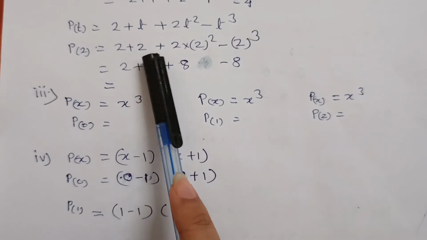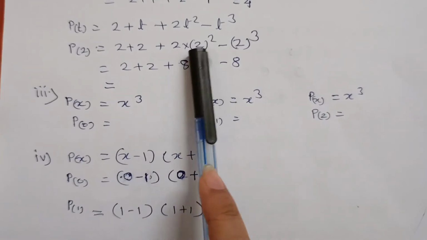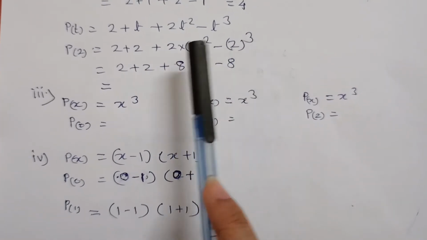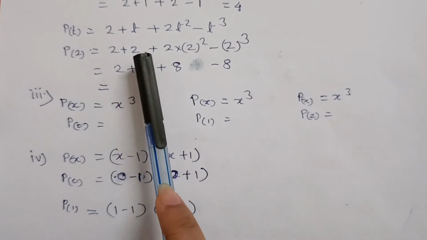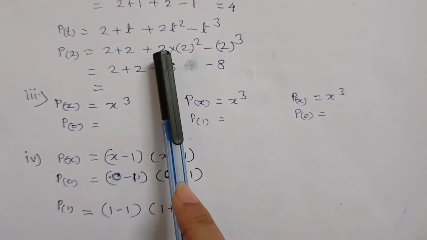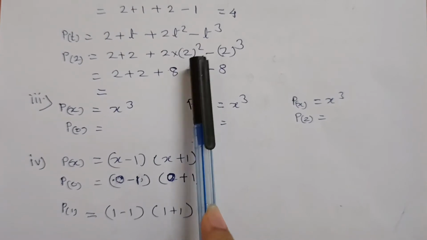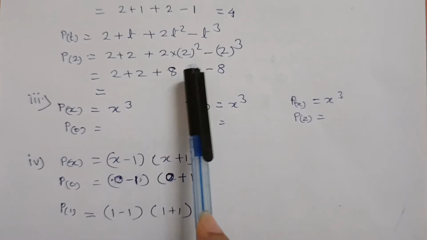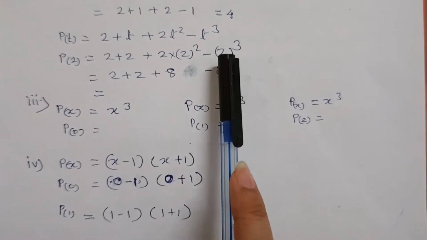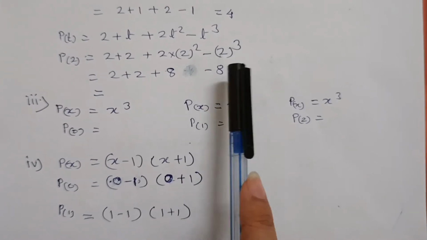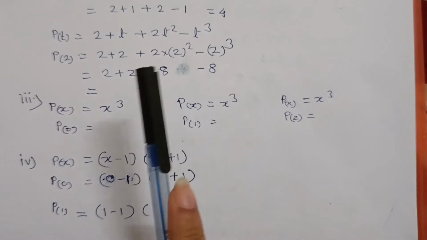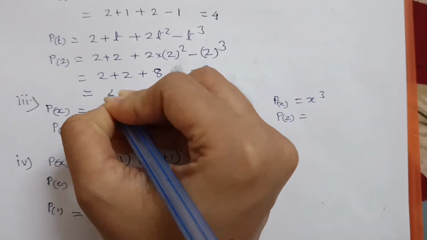P2 is equal to 2 plus 2 plus 2 into 2 square minus 2 cube. So 2 plus 2 we will write as it is. 2 into 2 square. 2 square is 4. So 2 into 4 is 8 and minus 2 cube. 2 cube is 8. So minus 8. After solving the answer is 4.